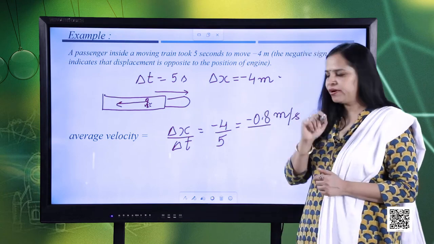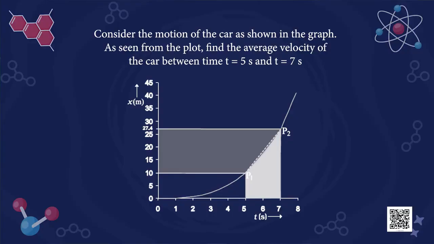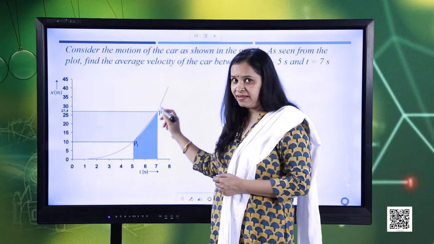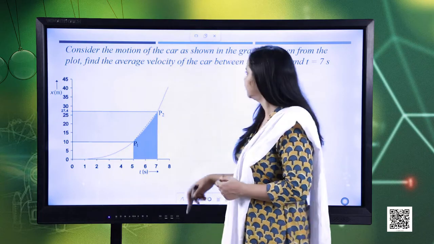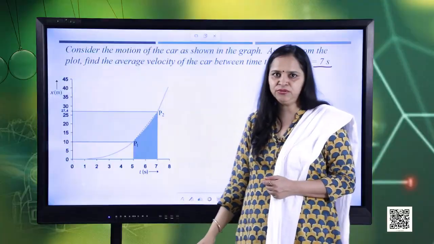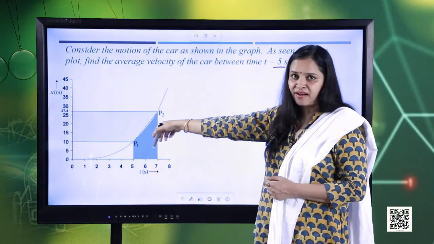Now let us take one more example. Consider the motion of the car as shown in the graph. This graph represents the motion of a car, and by the pattern itself we can see that it's a non-uniform motion. Anyhow, as seen from the plot, find the average velocity of the car between 5 seconds and 7 seconds. This is what we need to find out using this graph.